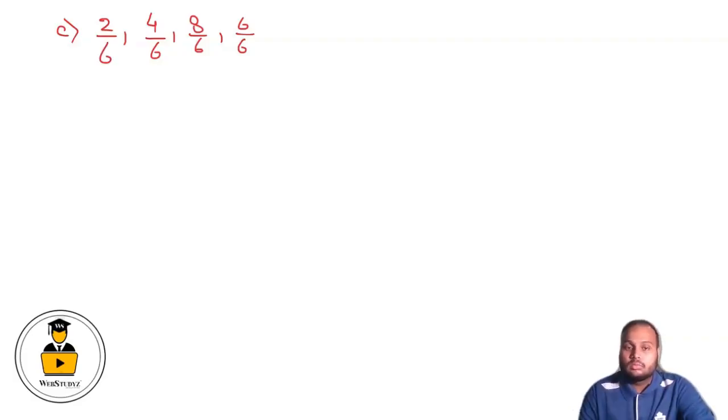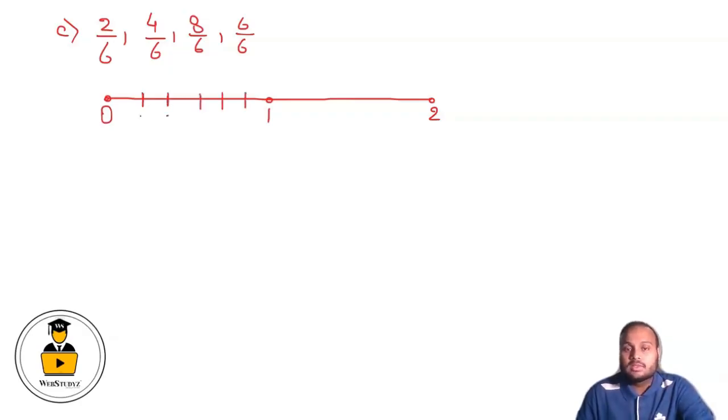So let us draw it on the number line. Let's say this is the number line. We start from 0, and this is 1 and this is 2. All these four fractions lie between 0 and 2.